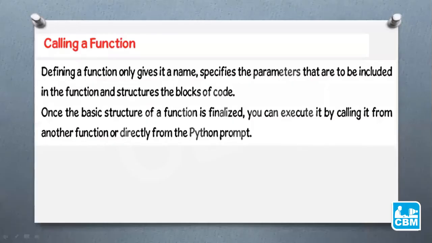When we define a function, we give it a specific name, specify the parameters that need to be included in the function, and structure the block of code. When the basic structure of the function is finalized, we can execute it by calling it from another function. We can also call the function directly using the Python prompt.